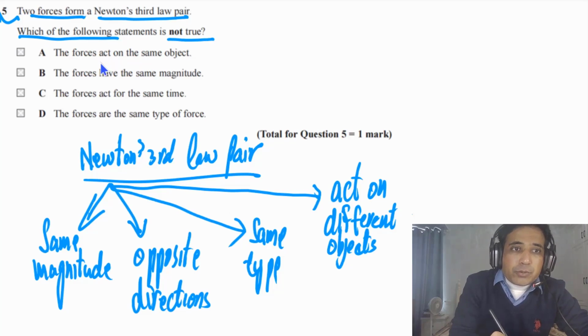If you look at given options, the forces act on the same object. No, they have to act on different objects. So this statement is not true. So the answer for this question is A.